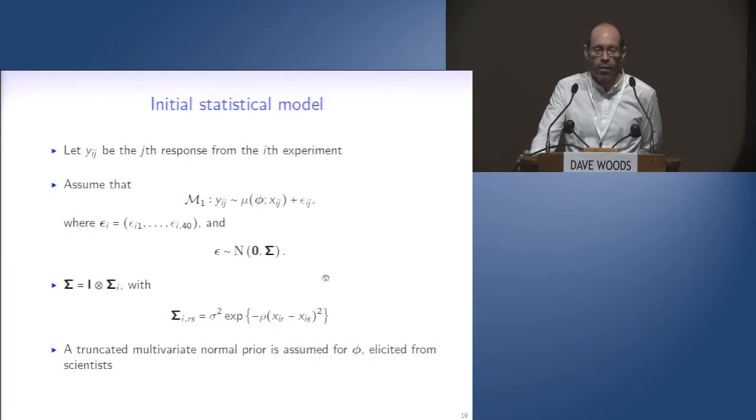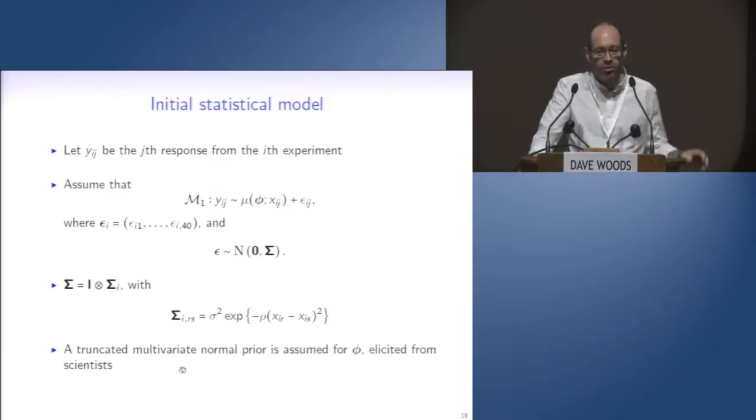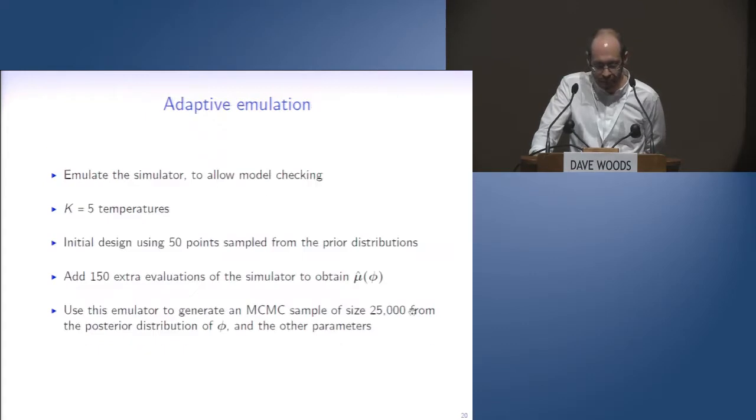With our error term, we assume that observations from the same replicate may be correlated, and the correlation between them depends on the distance between the focuses. And our prior distribution was a truncated multivariate normal prior, which takes account of the dependencies between the different parameters and was elicited from the scientists we were working with.